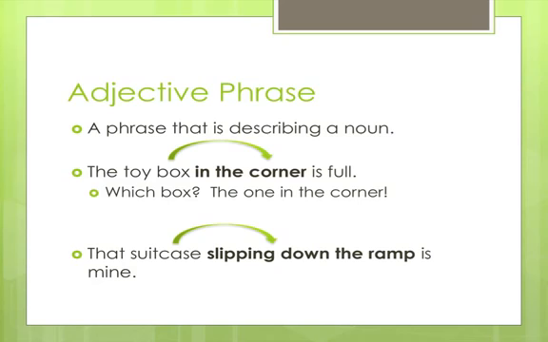The adjective prepositional phrase is in the corner because it tells us which box. Oh, the one in the corner. So it gives us further information about box. Therefore, it's acting as an adjective phrase. So it is both a prepositional phrase because it starts with the preposition in, and it is acting like an adjective. So it is a prepositional and an adjective phrase.